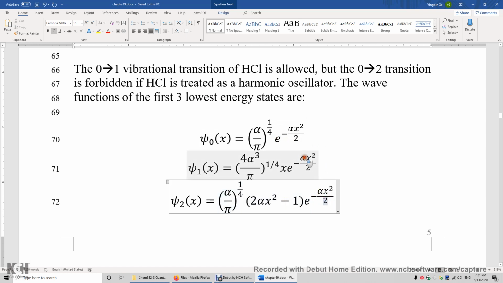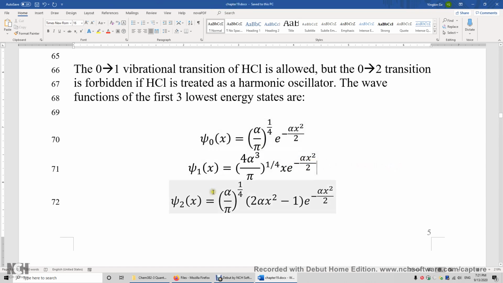If you don't remember, alpha is the square root of the product of k and mu, so square root of k mu, and then divided by h bar. Alpha has a unit of meter to the power of negative 2. All right? And x has a unit of meter. So over here, these two together, you get a unitless number.